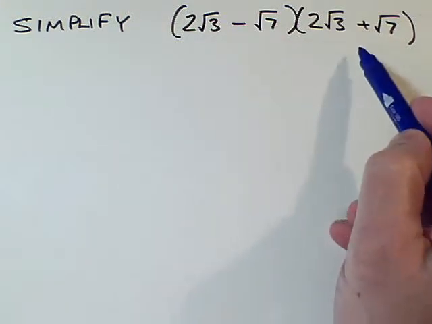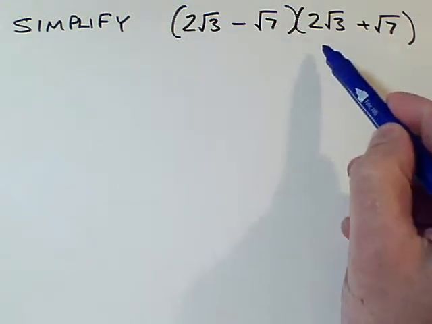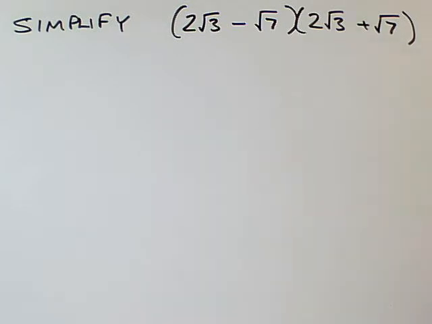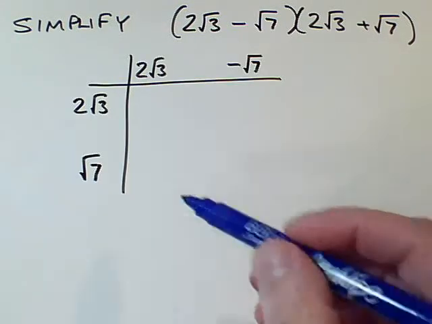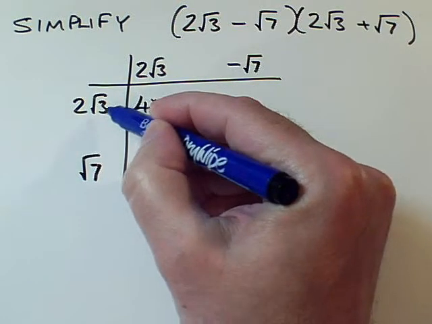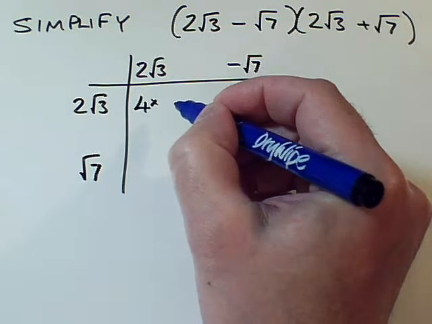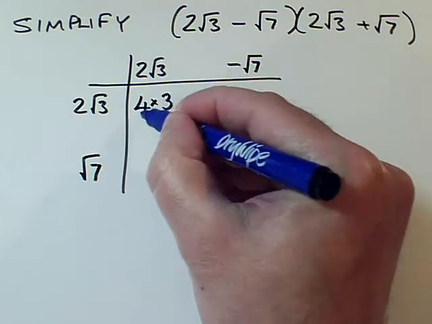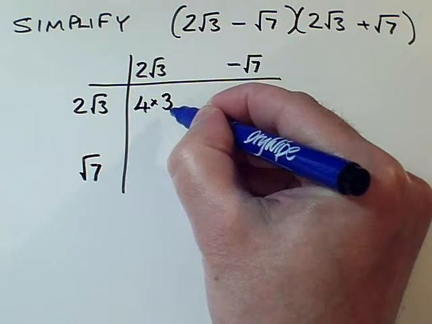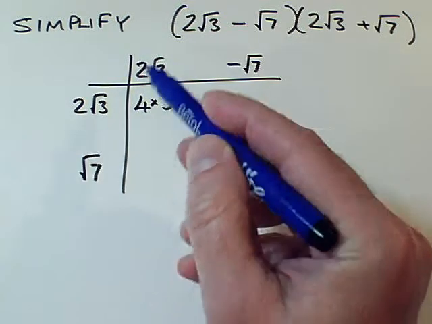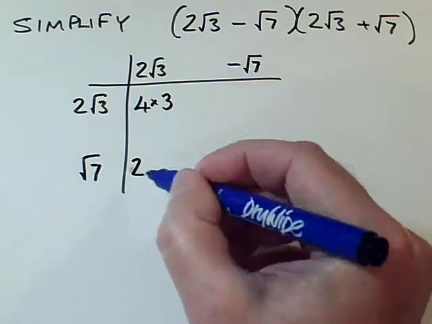Here we've got the pattern of a bracket times an equivalent bracket with a sign swap. So you may be able to guess what's going to happen here. But doing the full grid, I've got 2 times 2 is 4, times root 3 times itself. You can write root 3 first if you like. I'm going to say that root 3 times itself is 3, so I'm going to go straight to 4 times 3 here. In this corner I've got 2 times 1 is 2, times root 3 times root 7.